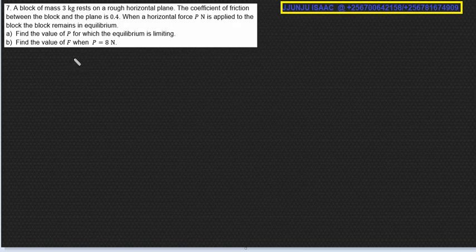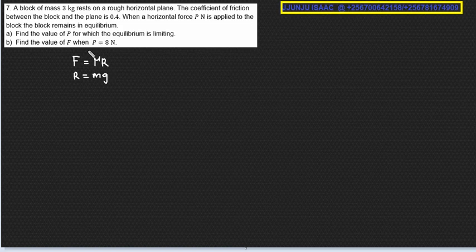So you need to note that friction force is given by coefficient of friction times the normal reaction, and the normal reaction is always given by mass times g, because it balances the weight if at all it is on the horizontal plane, as we are going to see. So now when the horizontal force P is applied, the block remains in equilibrium. Now the block remains in equilibrium simply because of friction. So we have a limiting equilibrium.